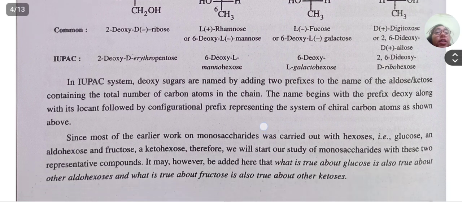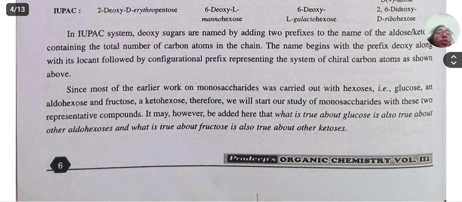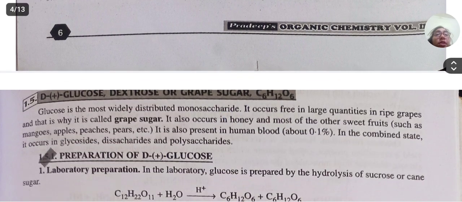Since most of the earlier work on monosaccharides was carried out with hexoses, glucose an aldose and fructose a ketose, we will start our study of monosaccharides with these 2 representative compounds. It may, however, be added here that what is true about glucose is also true about the other aldohexoses, and what is true about fructose is also true about other ketoses.